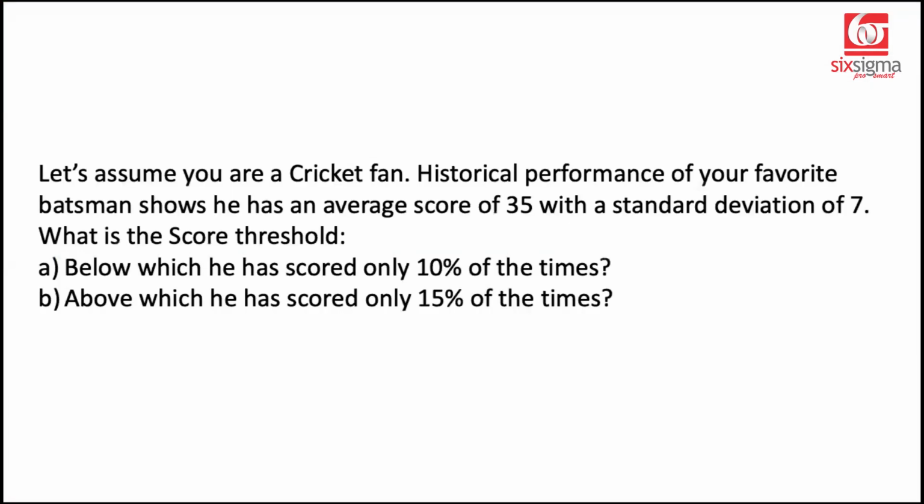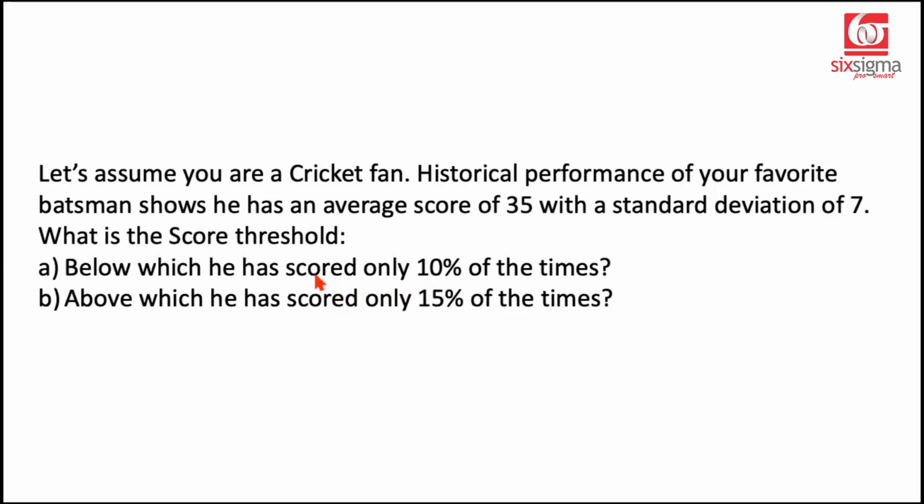Okay, now let's take the last leg of problems. So far, we've been answering for the probabilities given the thresholds. For example, what is the probability if it scores less than 20? What is the probability if it scores more than 50? What about the scenario when they give you the probability and ask you for the score thresholds? For example, let's say in the same question, we twist it by saying, what is the score threshold below which he has scored only 10% of the times? Above which he's scored only 15% of the time.